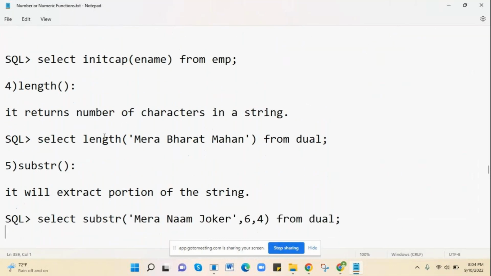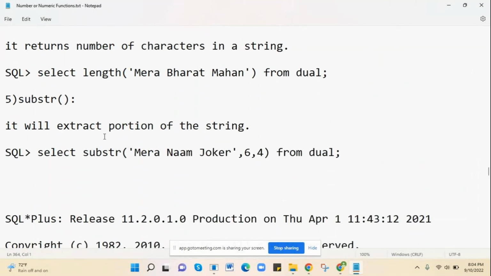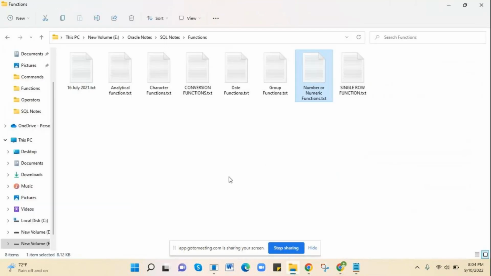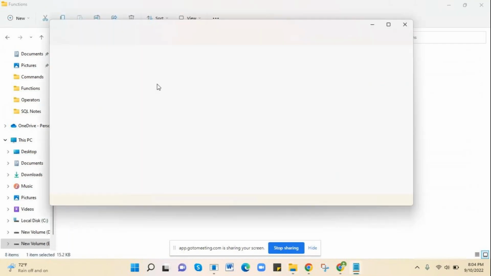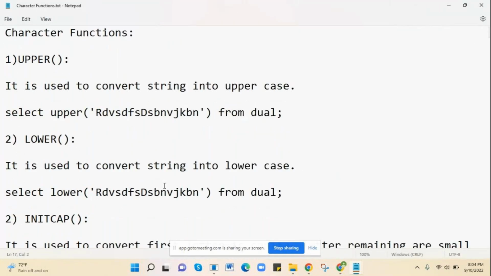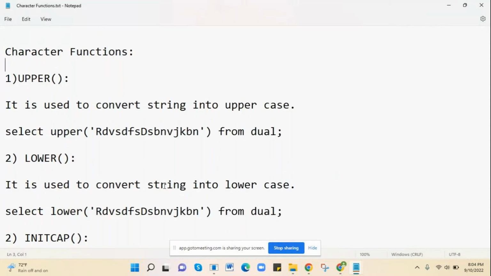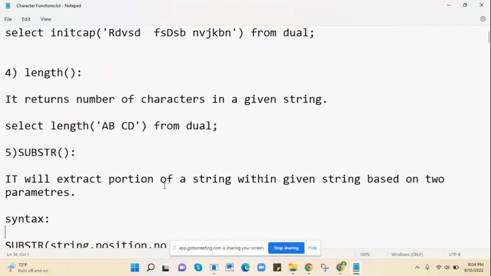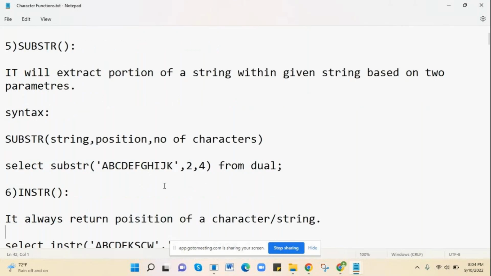లెంత్. నెక్స్ట్ వచ్చేసి సబ్ స్ట్రింగ్ ఉంది మనకి. ఓకేనా? ఇంకున్నాయి మనకు, ఇన్ స్ట్రింగ్ ఉంది, ఎల్ ప్యాడ్ ఉంది. చెప్పానా అసలు ఇది క్యారెక్టర్ ఫంక్షన్? చెప్పాను కదా మీకు, చెప్పలేదా? చెప్పలేదు సార్. ఓకే అమ్మ, ఓకే. రోజు ఒక 3-4 క్లాసెస్ తీసుకునేసరికి కన్ఫ్యూజ్ అవుతున్నా. ఓకే, లెంత్ చూసారా, సబ్ స్ట్రింగ్ ఇదంతా ఉంది.